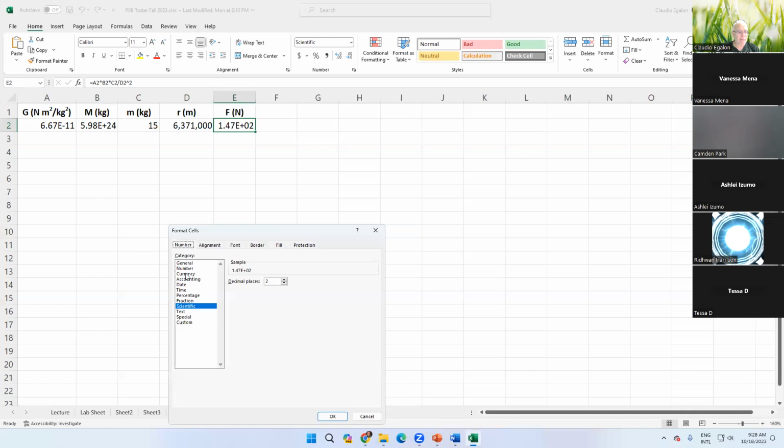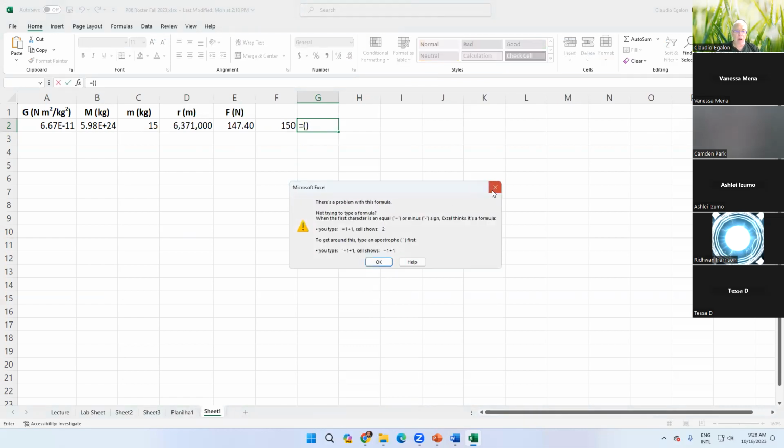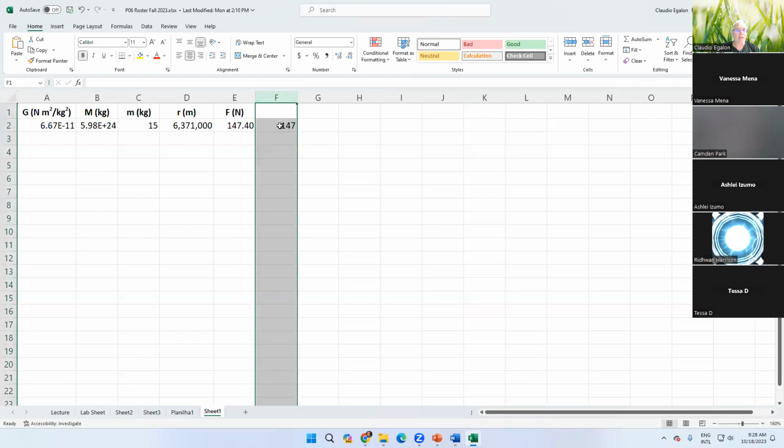Remember that I told you that this number was supposed to be close to 150 newtons, and that's exactly what we're getting. Very small difference, right? What's the percentage difference? The difference is very small. We're getting 150 because we're using the gravitational acceleration as being 10 meters per second squared, right? But if we use 9.8, let's see how much we get. Yeah, we get 147.